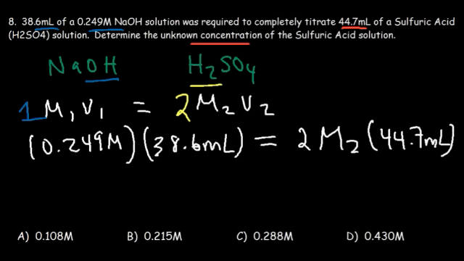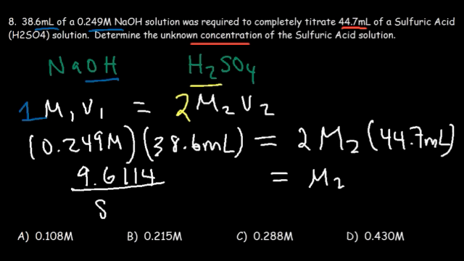So now, to solve for M2, you need to multiply by 0.249 times 38.6. If you multiply 0.249 times 38.6, you should get 9.6114, and then divide it by 2 times 44.7. 2 times 44.7, that's 89.4. And if you take 9.6114 divided by 89.4, you should get the answer.